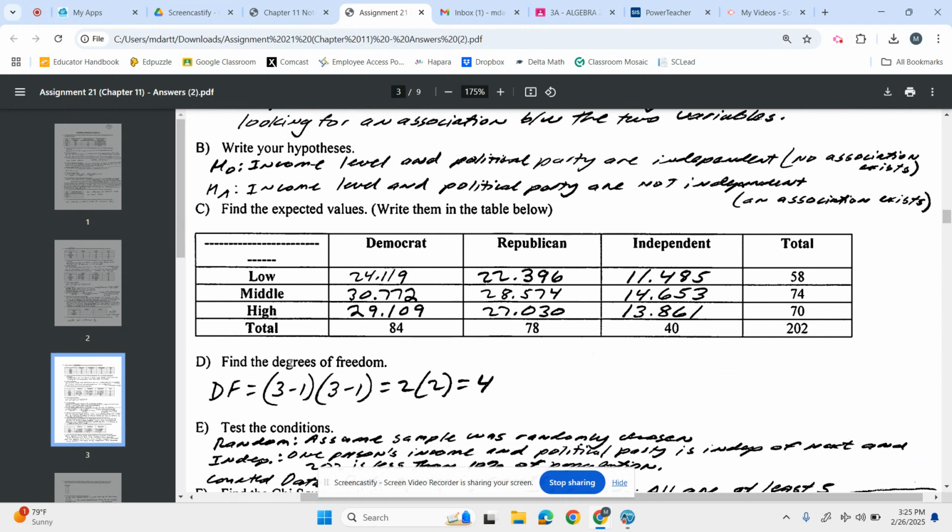Now, your degrees of freedom, remember, is rows minus 1 times columns minus 1. Don't count the total. So this has 1, 2, 3 rows, 1, 2, 3 columns. So 3 minus 1 times 3 minus 1, which is 4.